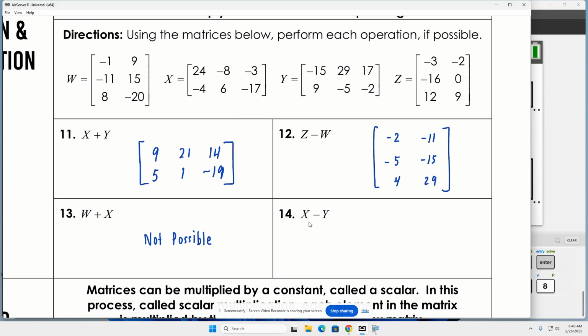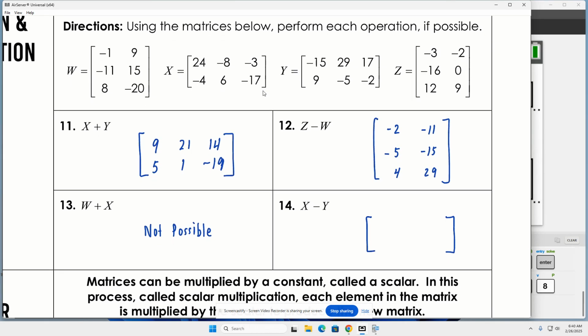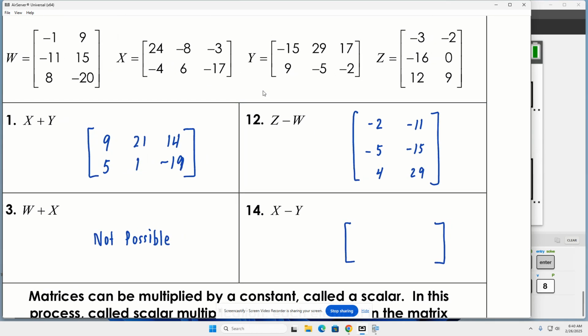So are we allowed to go X minus Y? Yes, they're both 2 by 3s. So we're going to have a 2 by 3 matrix at the end. And I'm going to do this one in my head. Feel free to go to your calculator. So I'm going to go 24 minus negative 15. Well, minus a negative is plus. So 24 plus 15 is 39.